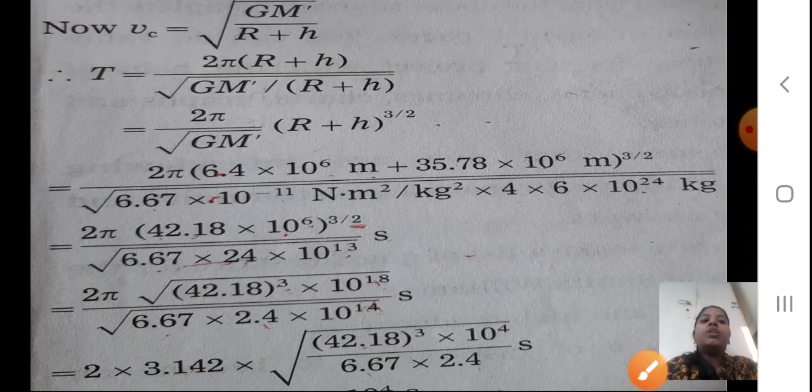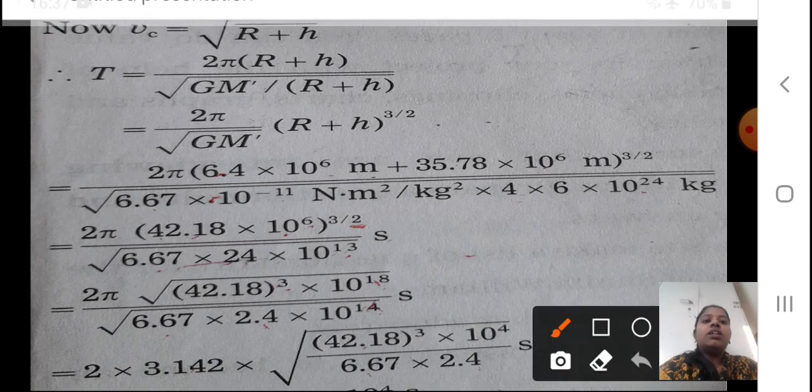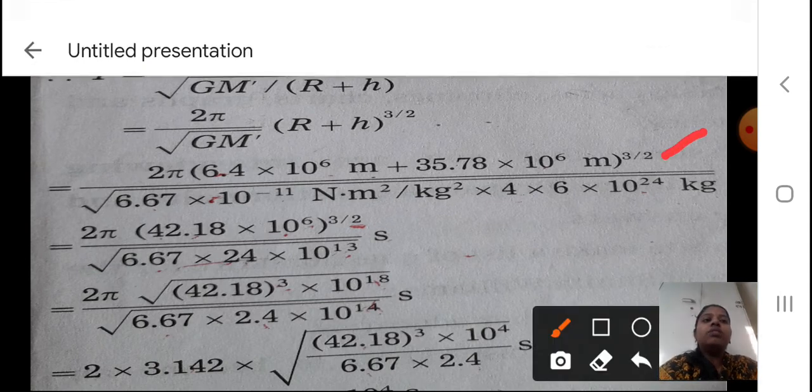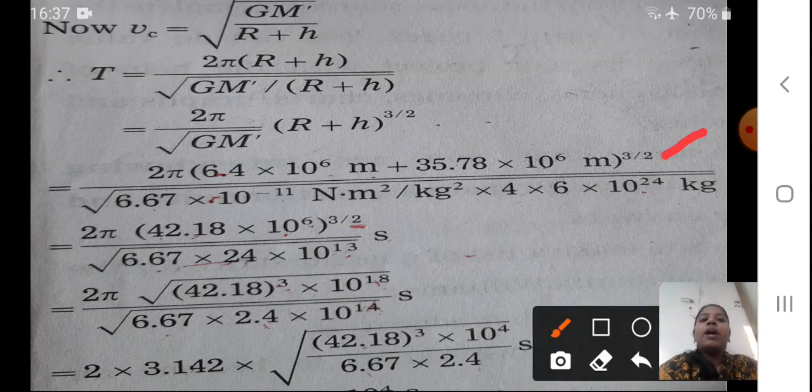Okay, you are going to get it, the 3 by 2 here we have done. What you get is 2 pi into 42.18 into 10 raised to 6, raised to 3 by 2, upon 6.67 into 24. See, 4 sixes are 24, they have multiplied and written, and 10 raised to minus 11 and 24, so it became 13. Okay students, I hope this part is clear.